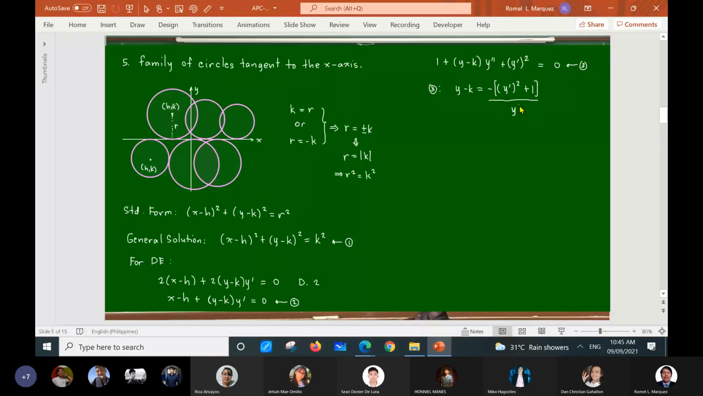Okay? So let's adjust this to be at the middle of the equality sign. Oh, it's hung now. Oh, wait a minute, ha?